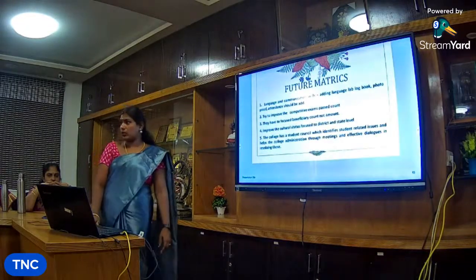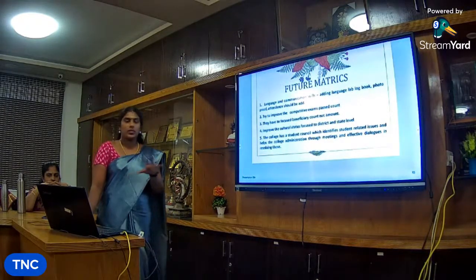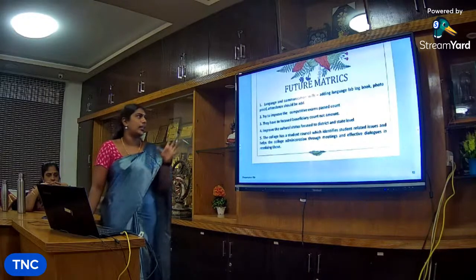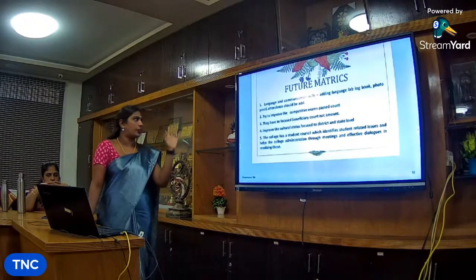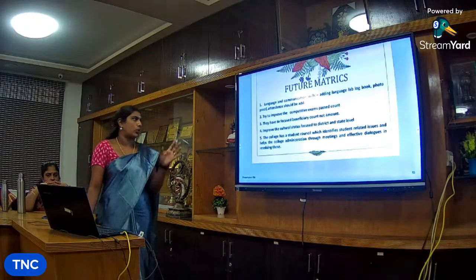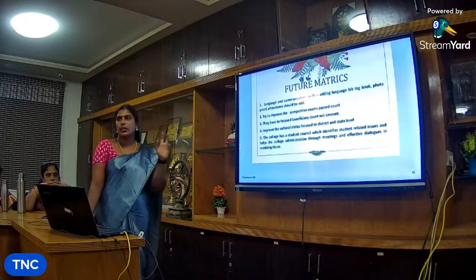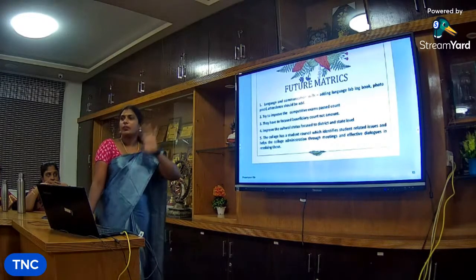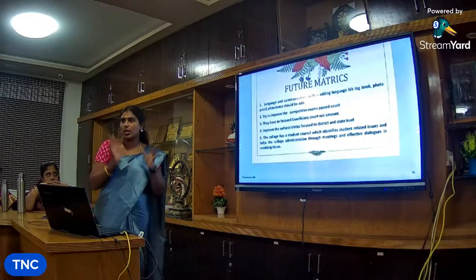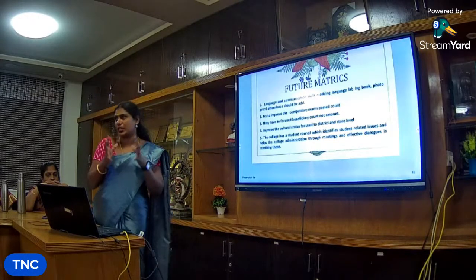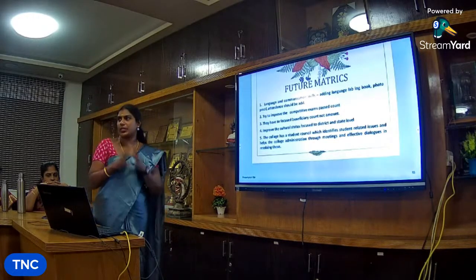The future metrics, language and communication skills: it is already running, but we have to add the language lab logbook, photo proof and attendance. Try to improve competitive exam and pass count. They want us to focus on the beneficiary count, not the number as the expert count. We have a large amount, but we don't have a beneficiary count. They need only the beneficiary count.